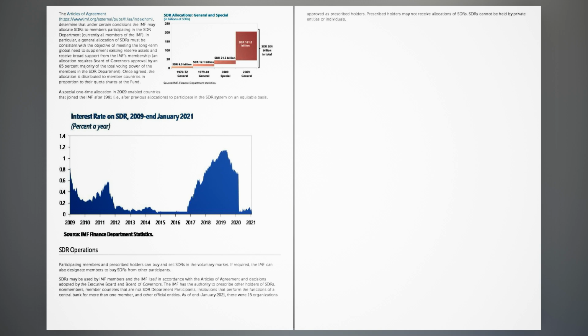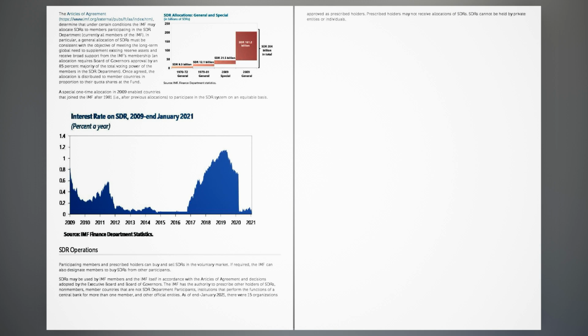SDR operations. Participating members and prescribed holders can buy and sell SDRs in the voluntary market. If required, the IMF can also designate members to buy SDRs from other participants. SDRs may be used by IMF members and the IMF itself in accordance with the Articles of Agreement and decisions adopted by the Executive Board and Board of Governors.